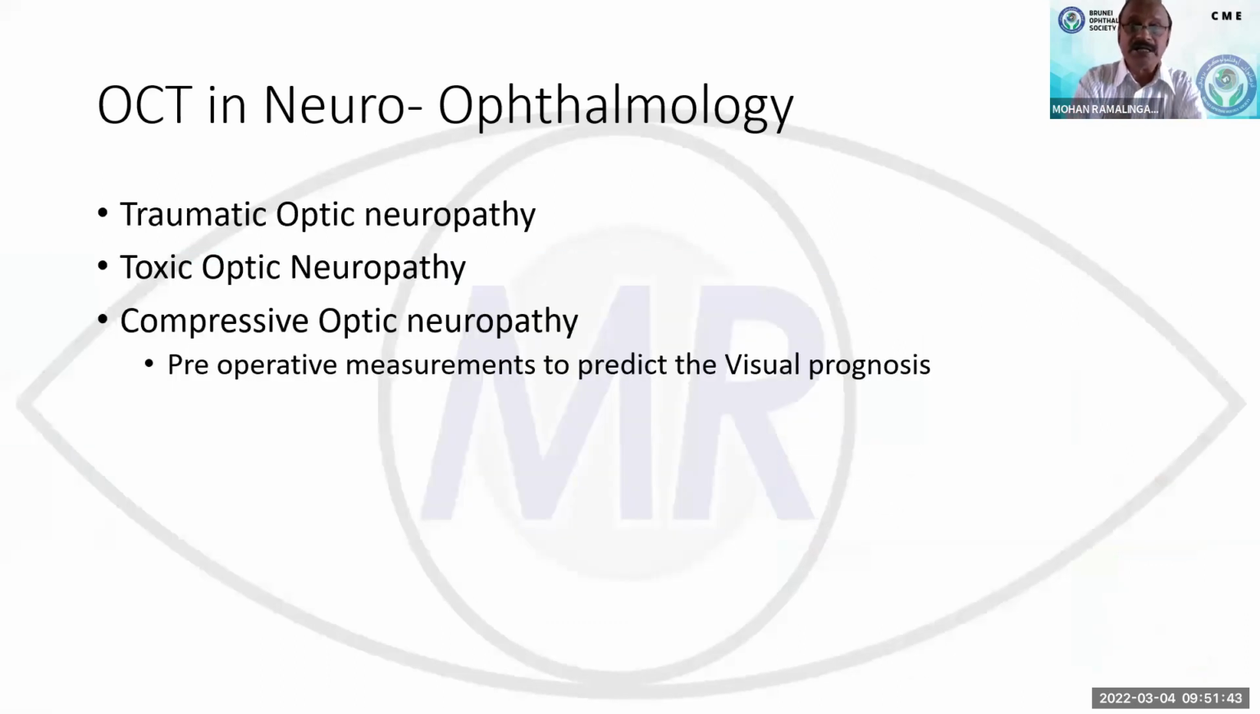Of course, it is useful for other optic neuropathies also: traumatic optic neuropathy, toxic optic neuropathy, and compressive optic neuropathy. So for neurosurgical colleagues, we can do the preoperative measurement of the retinal nerve fiber layers and ganglion cells. Though the patient may have a visual field loss, we can actually see what is happening in the retina, and we can predict the visual prognosis. Suppose the pressure is long standing, it can produce changes in the ganglion cell layer. We can predict the visual prognosis.